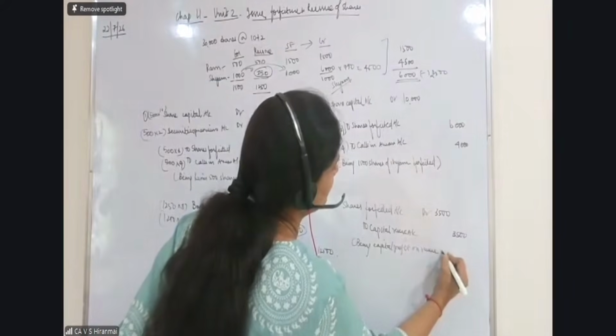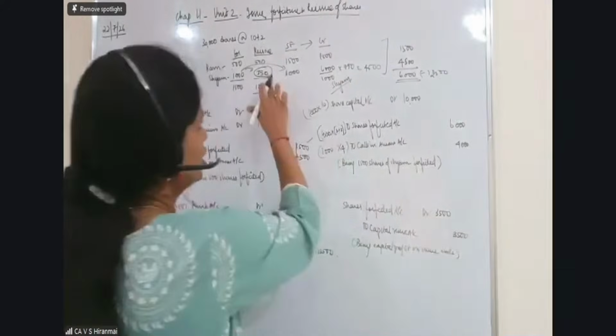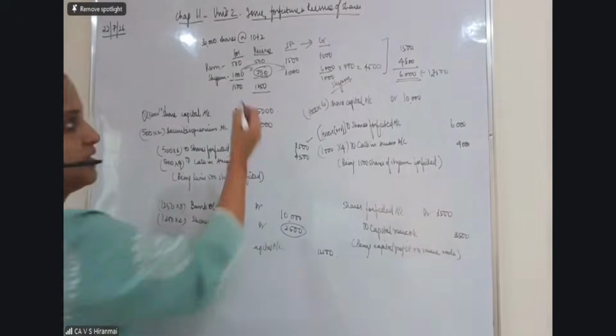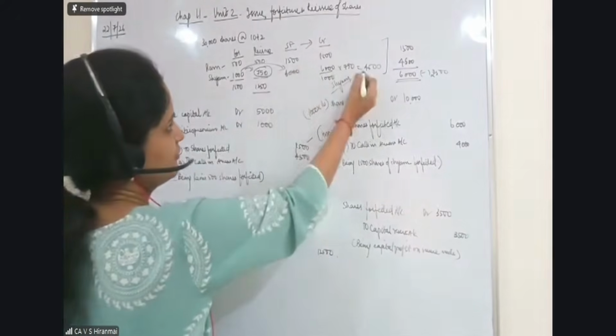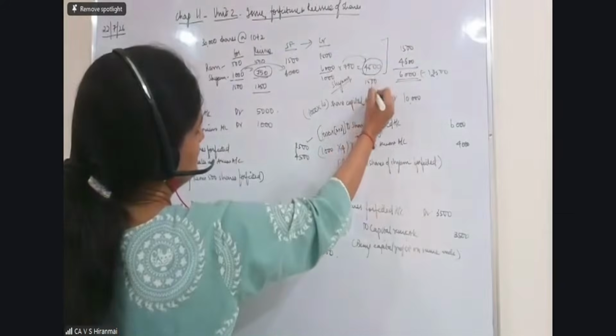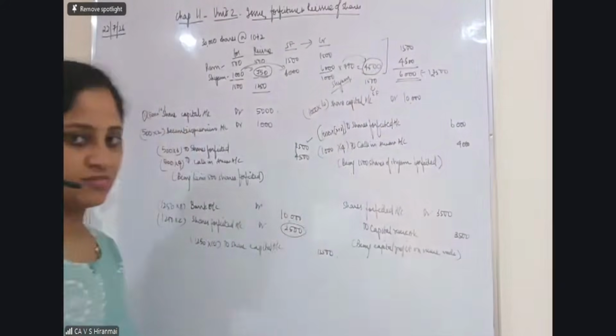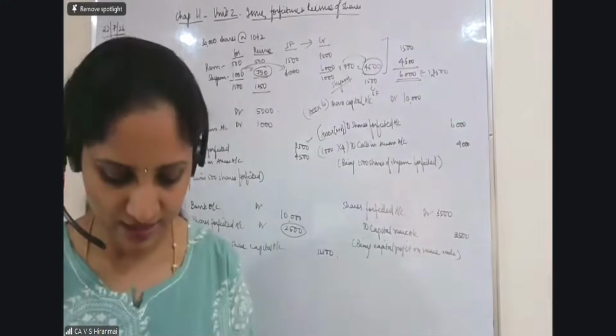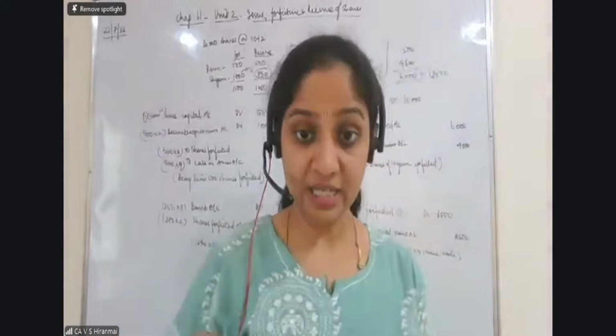Then, madam, what about the remaining shares? For the 250 shares, what is it? 250 shares out of the entire 6,000, 4,500 is gone. So the remaining 1,500 will still be in the shares forfeited account. It will still be in the shares forfeited account. Clear, everybody? Now we go into the next question. No time. Very quickly, let us go.